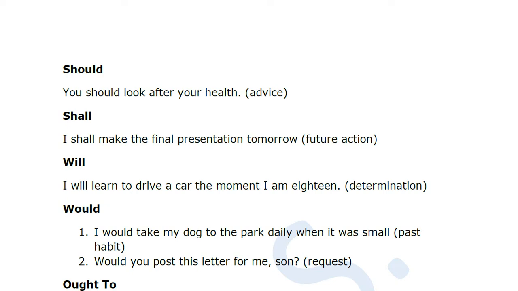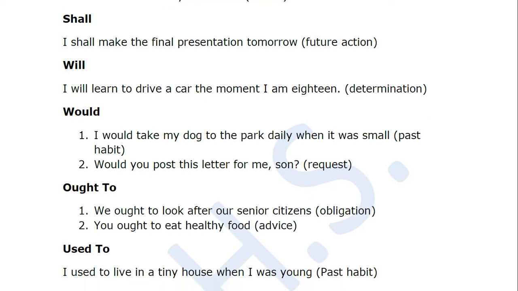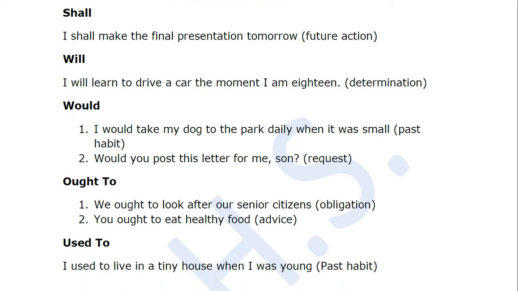Should. You should look after your health. Here it is an advice. Maybe a doctor is giving you, some elder person is giving you advice. What are they telling you? That you have to be careful of your health.